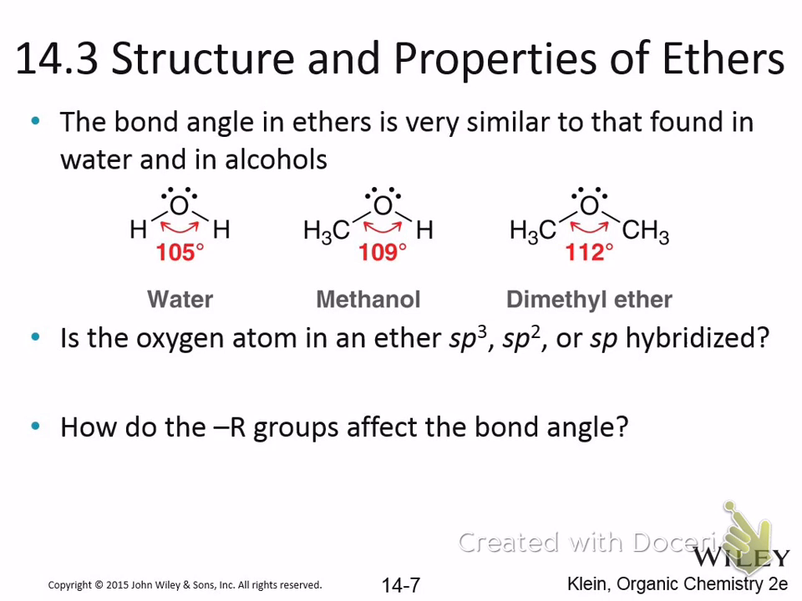So a little bit on properties of ethers. The bond angle is about 109. Dimethyl ether is 112. Methanol is 109. The only difference is the size of the groups bonded to the oxygen. The bigger those groups are, the bigger the angle gets.